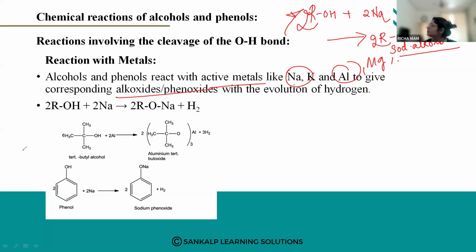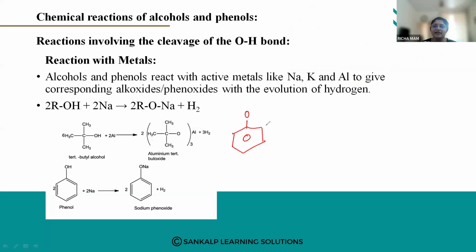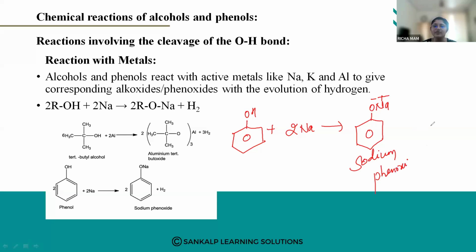Okay, so this is the reaction with metal. Suppose I have phenol. If I react phenol with an active metal like sodium, what does it form? It forms sodium phenoxide, plus hydrogen gas is liberated. So this is the reaction. Phenol, when it reacts with an active metal like sodium, forms sodium phenoxide.